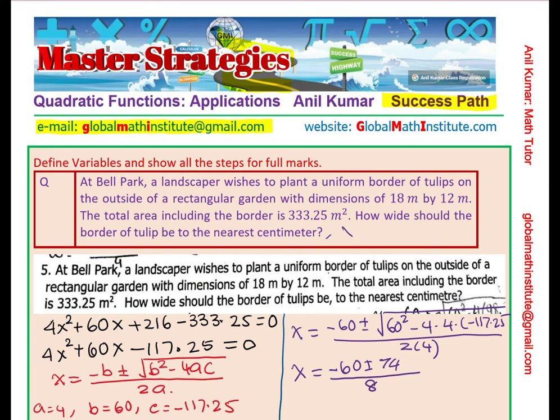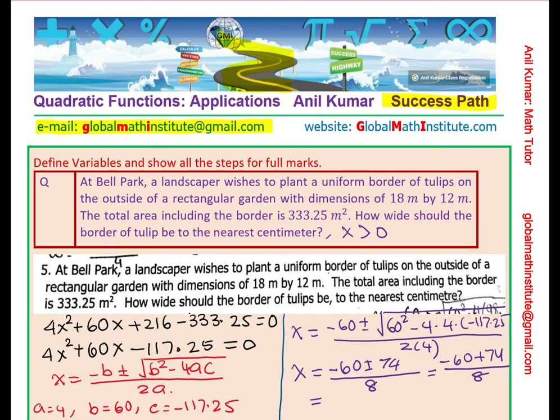Remember that this width x has to be greater than 0. It is non-negative, it's a width. So from here we take minus 60 plus 74 over 8. That is 74 minus 60, divided by 8, and it gives you 7 by 4, which is 1.75 meters. Is that clear to you? Now you can write down that the width of this border of tulips should be 1.75 meters.